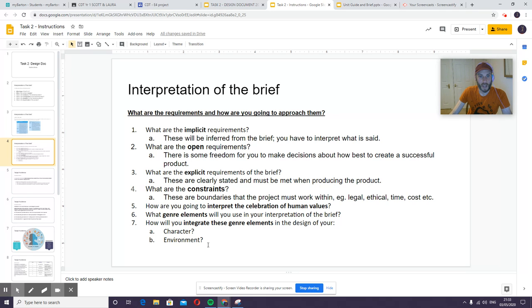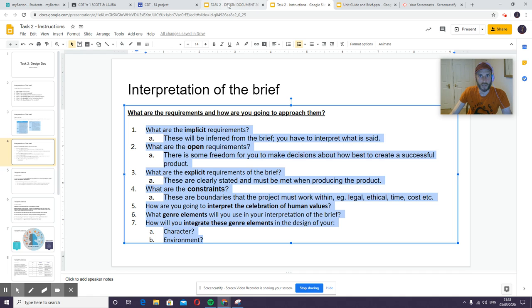And these things I've said are in the slide notes. Actually, there's a couple of other things here. How are you going to interpret that element of core British or core human values? It's not necessarily mandatory, but I would like you to make a token effort of acknowledging that in your interpretation. This is now where you have to make a decision, though, about genre. So what genre are you going to work within?